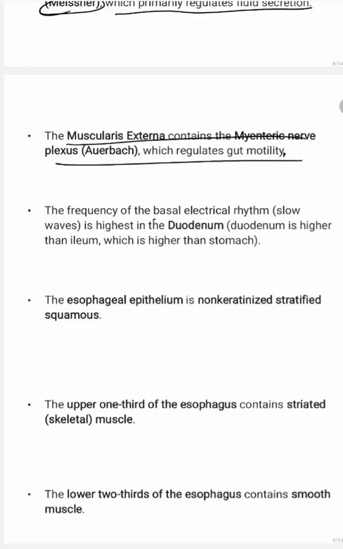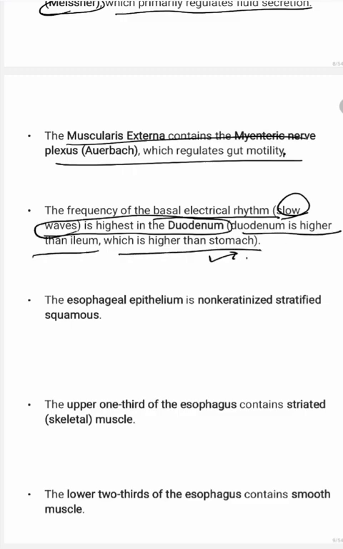Now, the frequency of the basal electrical rhythm, the slow wave, is highest in the duodenum. The duodenum is higher than the ileum, which is higher than the stomach. So the frequency of the basal electrical rhythm is highest in the duodenum.